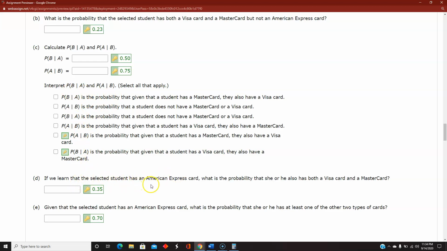If we learn that the selected student has an American Express card, what's the probability that he or she also has a Visa or a MasterCard? The next part says if we learn the selected student has an American Express card, so you could say given that they have an American Express card, what is the probability that he or she also has both Visa and MasterCard?